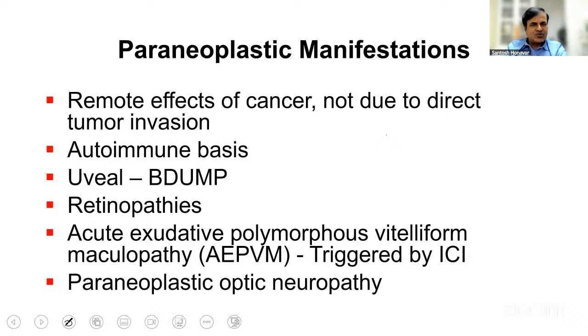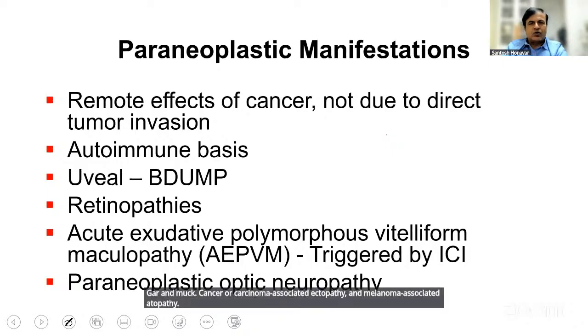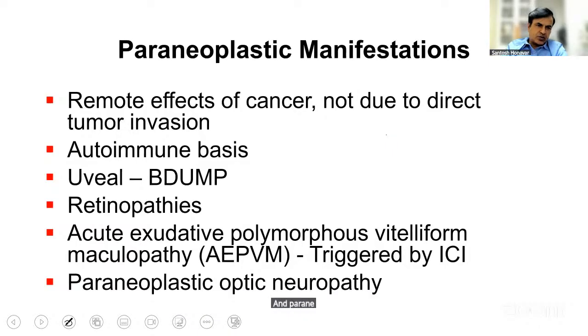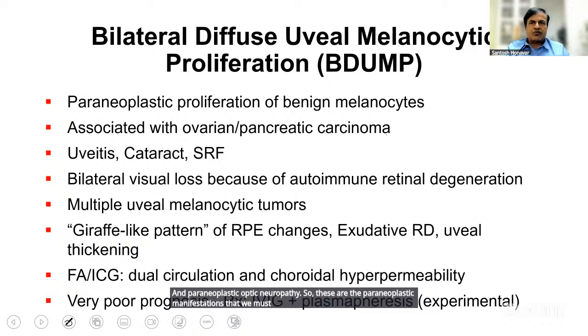Bilateral diffuse uveal melanocytic proliferation, right? And we have retinopathies. Retinopathies are CAR and MAR, cancer or carcinoma associated retinopathy and melanoma associated retinopathy. Then we also have acute exudative polymorphous vitiliform maculopathy, called AEPVM, and paraneoplastic optic neuropathy. So these are the paraneoplastic manifestations that we must be aware of.